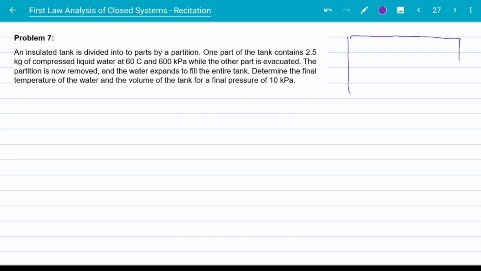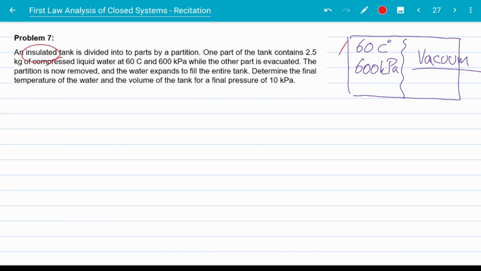We have this tank. There is a partition in the middle. This side we have 60-degree water at 600 kilopascals, and the other side is empty. Again, we have a keyword, insulated, meaning no heat is transferred from or to this tank. And also, when the partition is removed and the water expands, this is a classic example of expanding against vacuum. We discussed this in the lecture. Again, check the video if you haven't already. When a system expands against vacuum, there is no work involved.